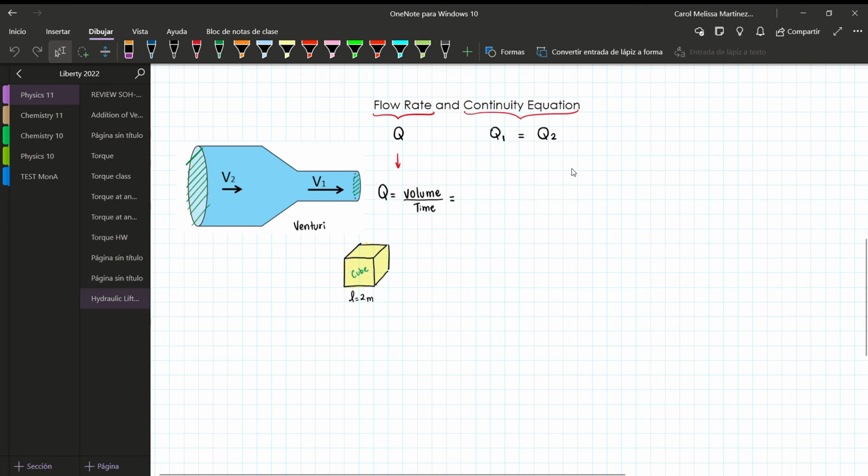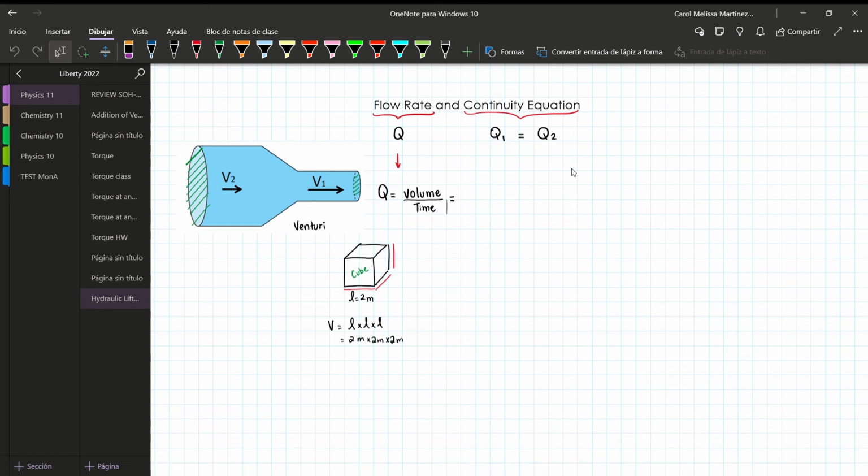Now, we obtain volume when we apply the formulas for them. In the case of a regular figure, the volume is when you multiply the 3 dimensions of the object. In the case of a cube, the 3 dimensions are the same. This side measures 2 meters, this other side measures 2 meters, and height also measures 2 meters because it's a cube. All the sides are equal, okay? So in the case of a cube, to calculate the volume, you multiply L times L times L, which is 2 meters times 2 meters times 2 meters.